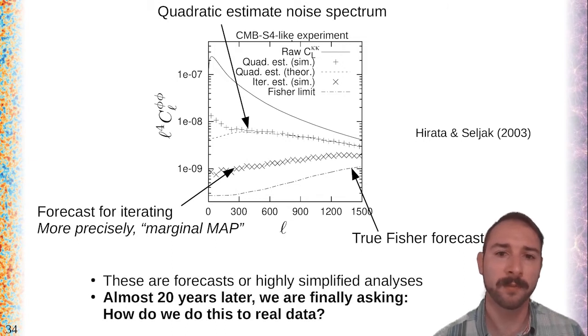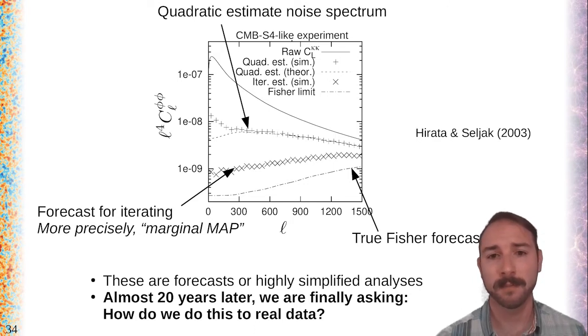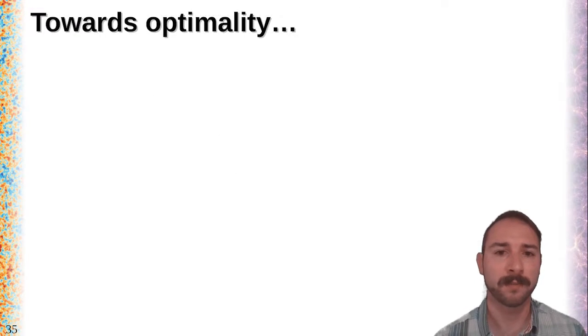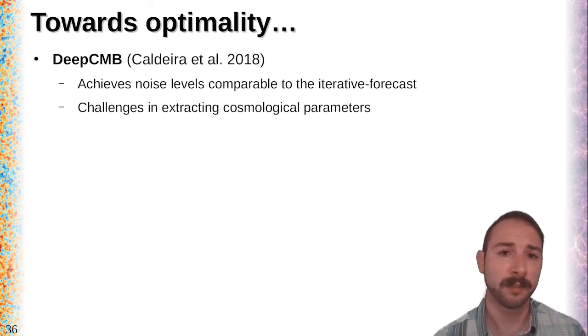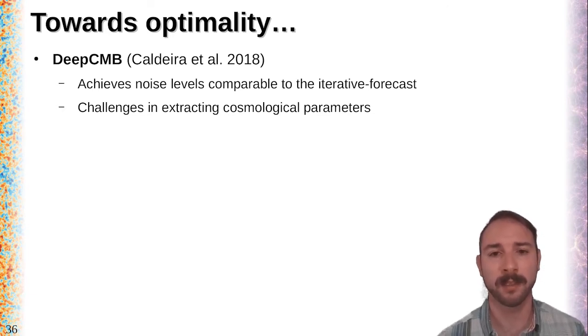Now, the curves in this paper basically come from forecasts or highly simplified analyses. What's missing, and what now, almost 20 years later, we're really turning to, is asking, how do we actually do this on real data that has all the complexities that come along with real data? People have tried a number of different things over the last few years. These include things like machine learning, basically training a network to extract this information from the data in a nonlinear way. This achieves noise levels that are comparable to that iterative forecast, but I think suffers from the same challenges in estimating parameters from these maps, which I'll discuss in a bit.